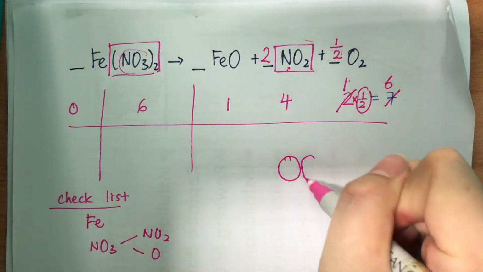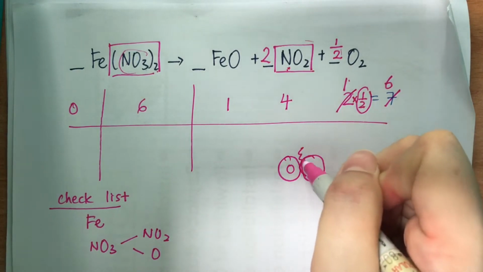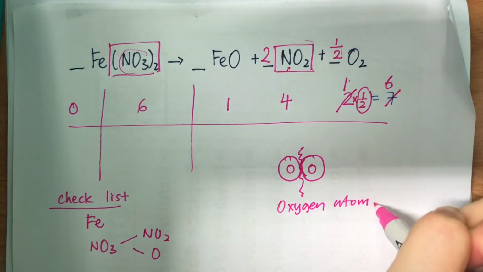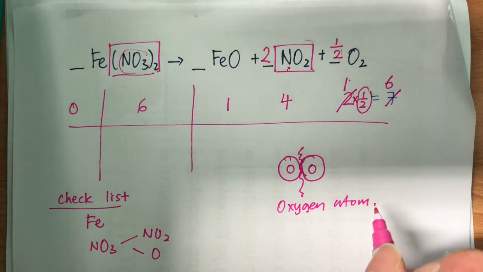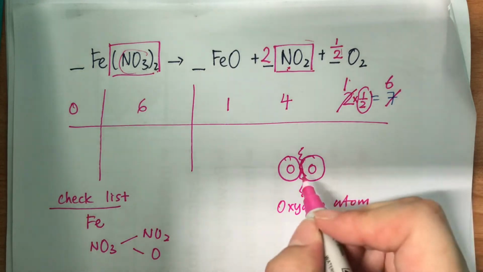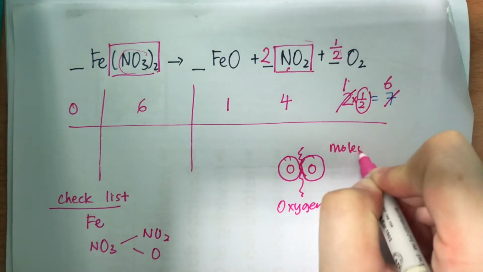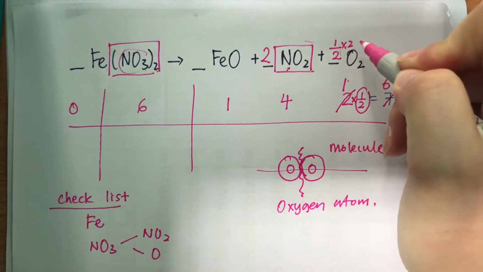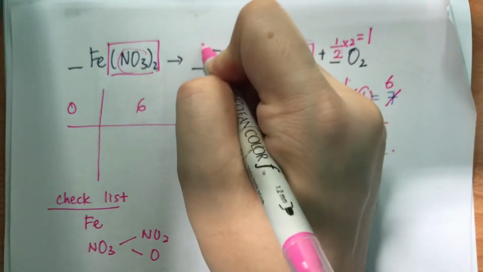Now, however, oxygen, we know that they are diatomic. Okay, that means two atoms join together. If this covalent bond is broken, it's an oxygen atom. Okay, but we do not have oxygen as atoms naturally. They always exist as diatomic molecule. So we don't have half a molecule. So what we do here is we try to make this a whole number by multiplying 2. So you have to multiply 2 throughout. Okay, this is 1.